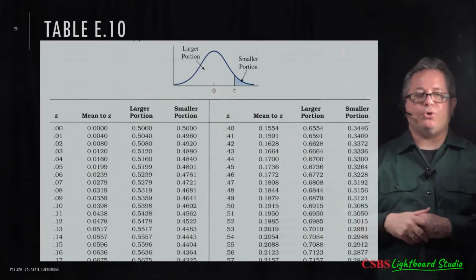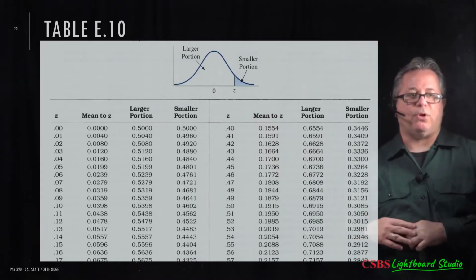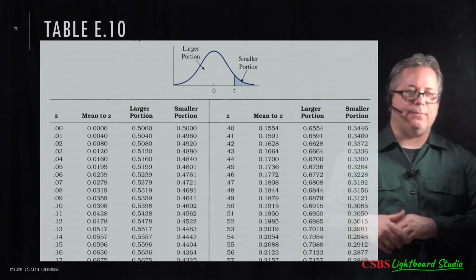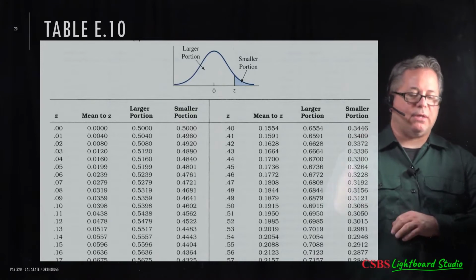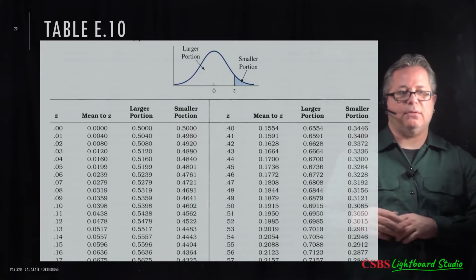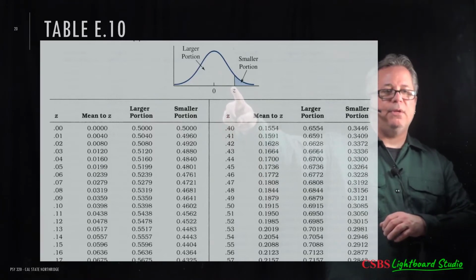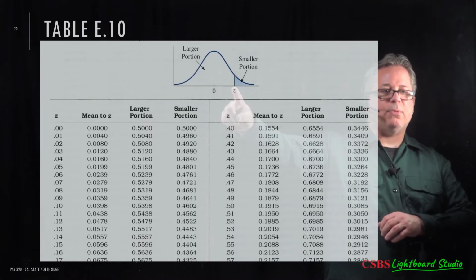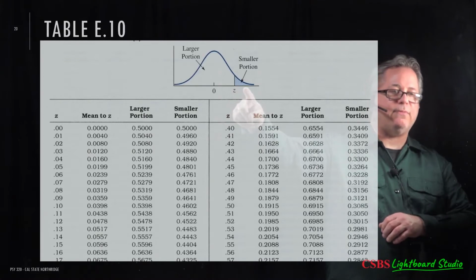Then you got the larger portion and the smaller portion. Those will always add up to 1. So if we take 0.6554, add 0.3446, you'll get 1. The reason why, it's just talking about taking the distribution, like here's z. If z is over here on the right-hand side, it's a positive number. The smaller portion is going to be the portion that's above it. The reason why it's smaller is because it's smaller than 0.5.